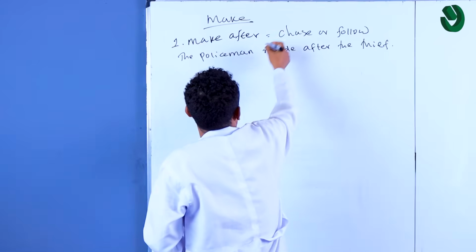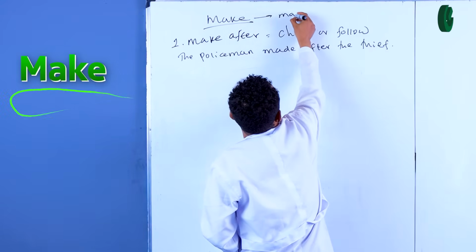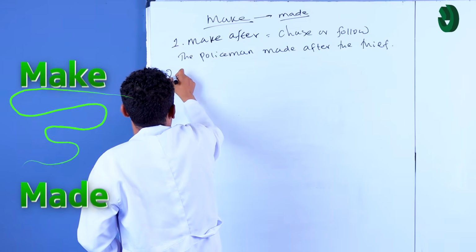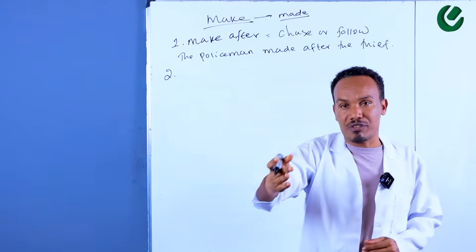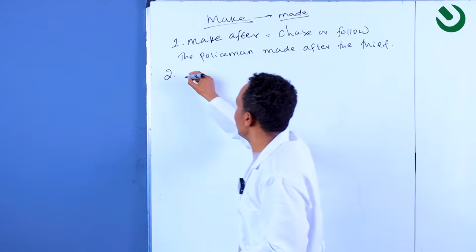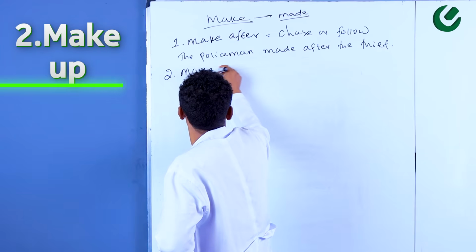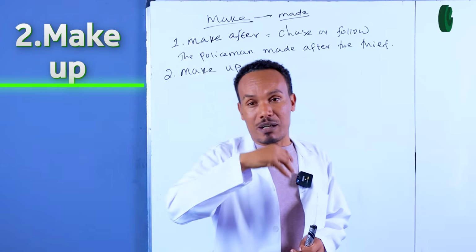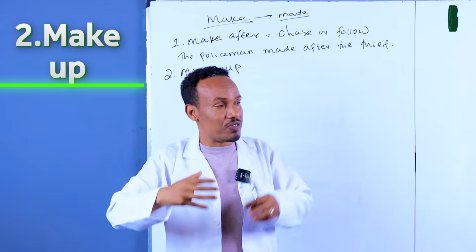All right, interesting. So what is the past tense of make? Made. Very good. And do you have any confusion? No. All right, interesting. And the next phrasal verb is make up, which is very common.